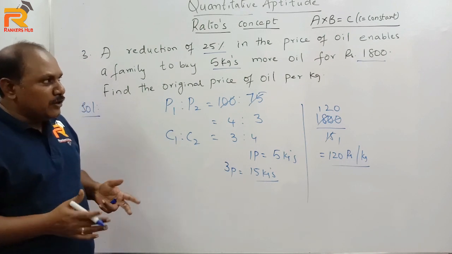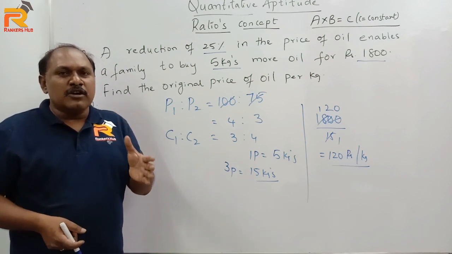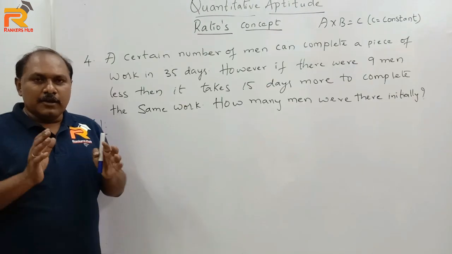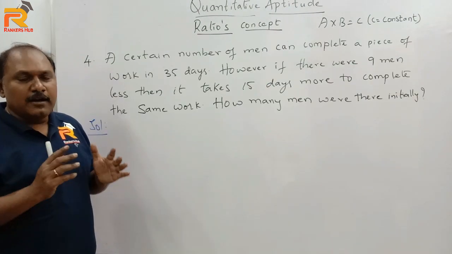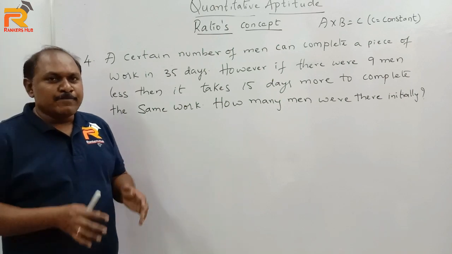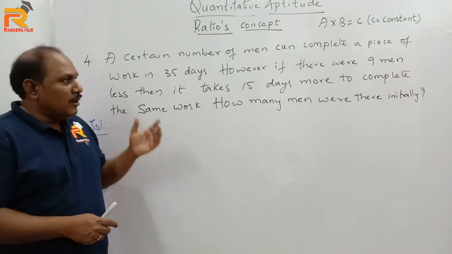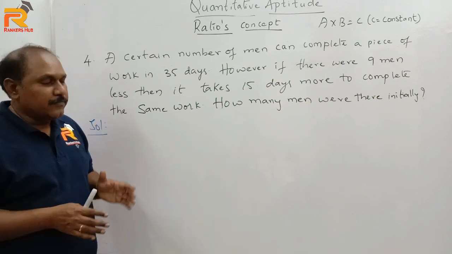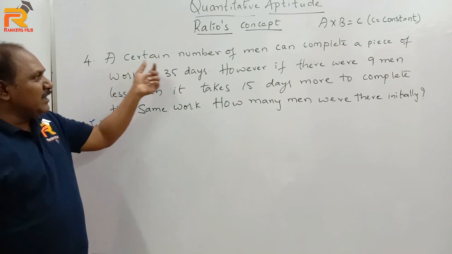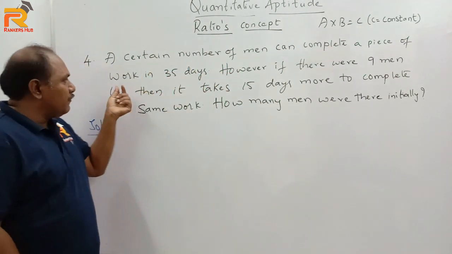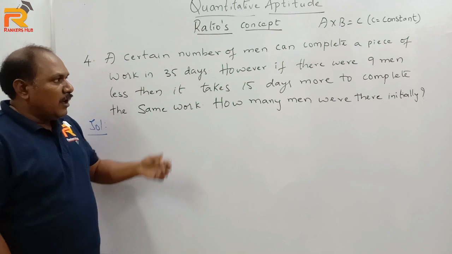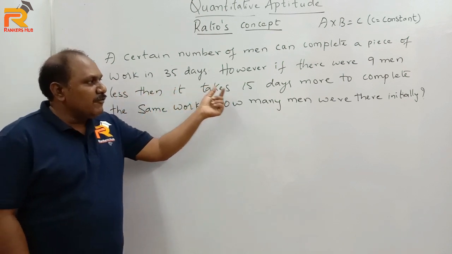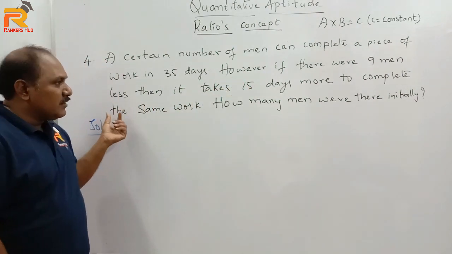Now let us go into the next concept, that is in the concept time and work, how to answer the questions using ratios. Now in the previous 3 questions we have seen how to answer the questions in percentages using a concept called ratios. Now we are going to solve the problems in time and work using ratios. Now coming to the question, a certain number of men can complete a piece of work in 35 days. However, if there were 9 men less, then it takes 15 days more to complete the same work.